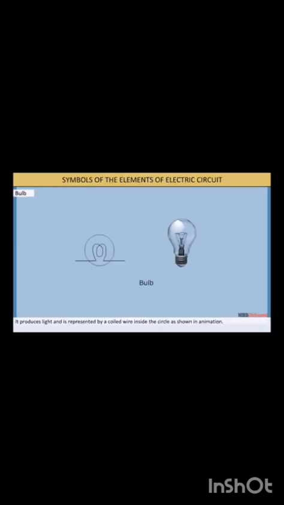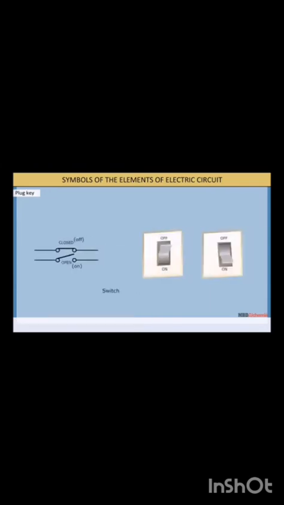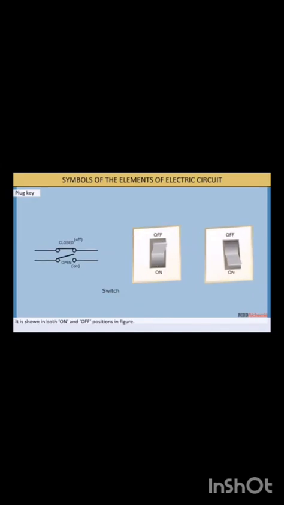Bulb. It produces light and is represented by coiled wire inside the circle as shown. Connecting wire. The connecting wire is represented by a straight line. It is usually made of copper and provided with insulation. Plug key. A plug key is an electric switch. It is shown in both on and off positions in the figure.